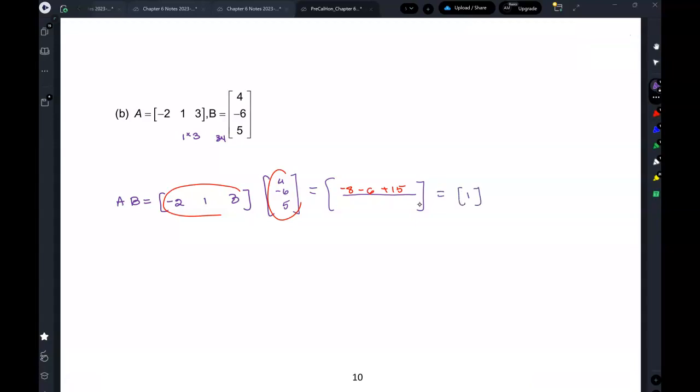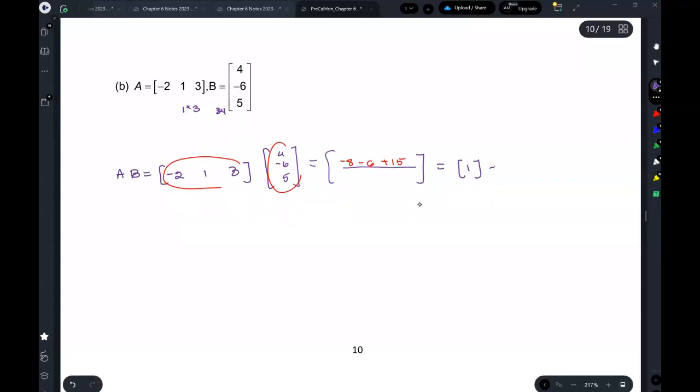It's a 1. But that's not the number 1. That's a matrix with an element of 1. Completely different, right? I can't take that 1 and add it to another 1 because 1 is a matrix, 1 is a number. They're completely different beings, okay? But isn't that cool? You just get that.